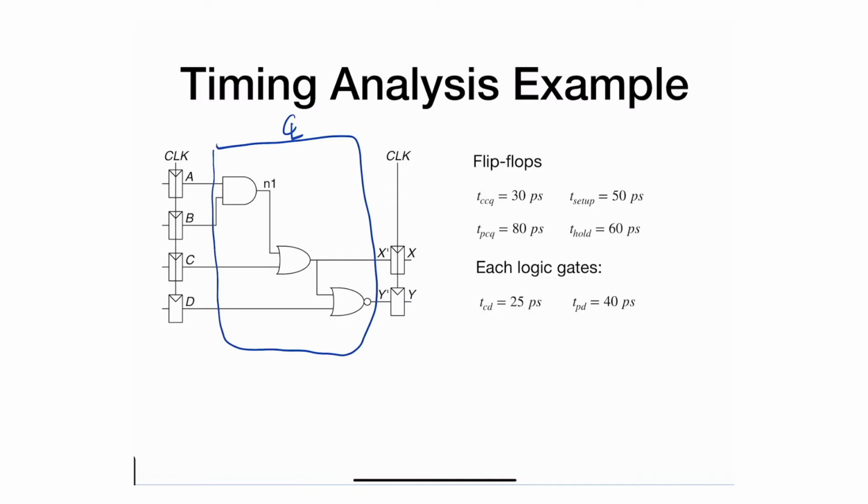And each one of these logic gates, regardless of what it is, has a delay. The contamination delay is 25 picoseconds, and the propagation delay is 40 picoseconds. So it can result in an output between 25 and 40 picoseconds. So let's do this analysis here.